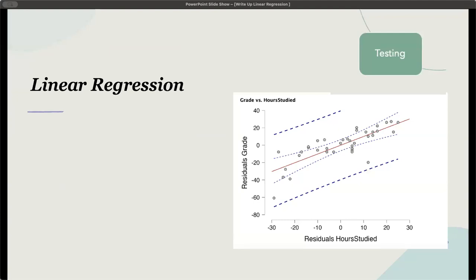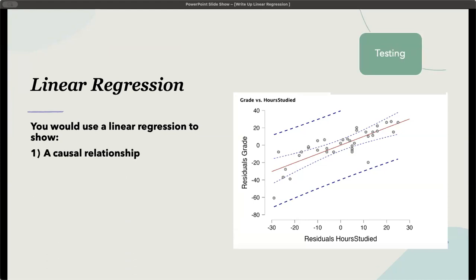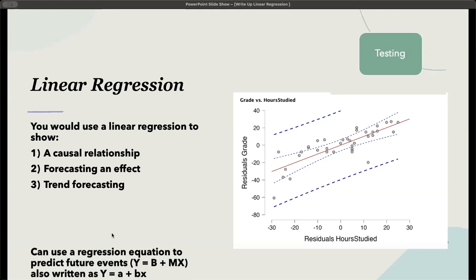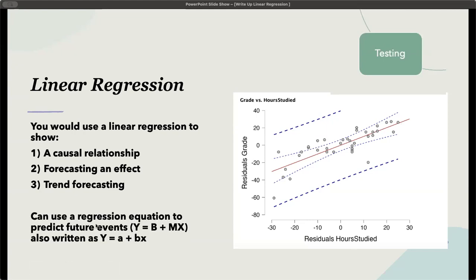And so a linear regression, when would we use a linear regression? A linear regression would be used to show a causal relationship. A causal relationship we would also see with a correlation. However, with a linear regression, we get a lot more information. Also, we would use this for forecasting an event and for trend forecasting. So in this image here, we can see the line of R and the correlation, which is in red here. And for forecasting, we would use a regression equation to predict future events.